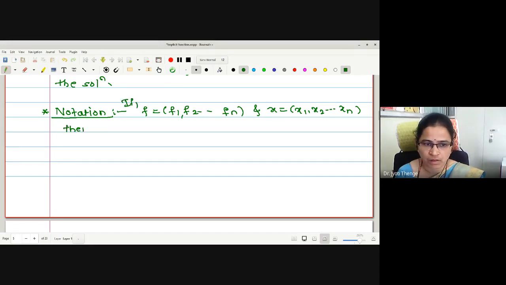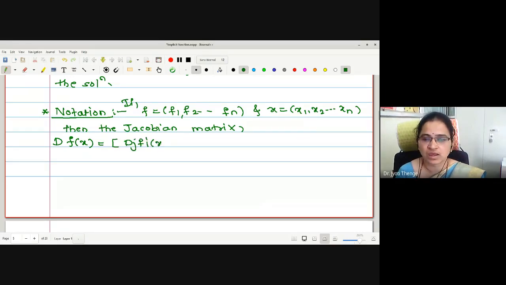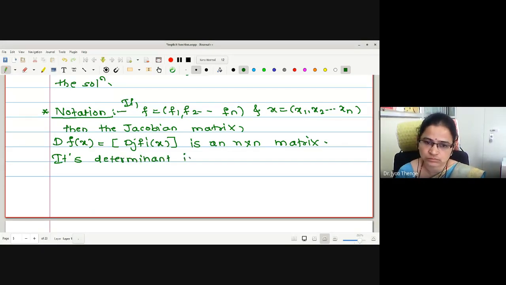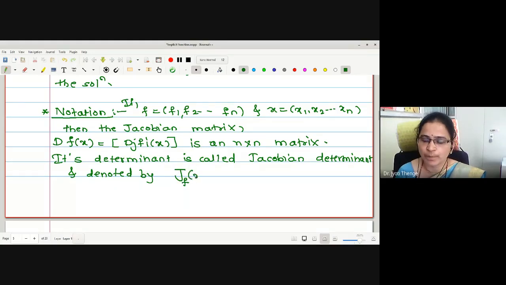Then the Jacobian matrix, the symbol we are going to use for it is Df(x), which is the matrix of the partial derivatives Dj fi(x), an n cross n matrix, and its determinant is called the Jacobian determinant, denoted by the capital J of the function f at the point x.